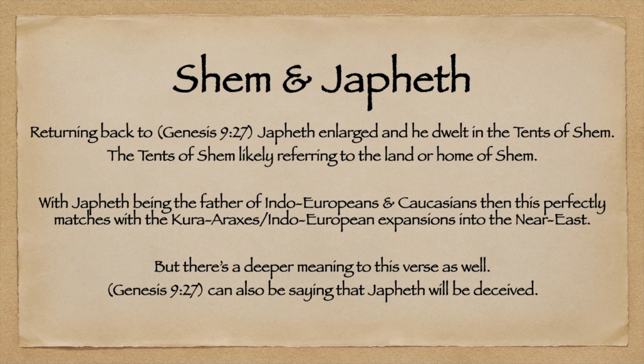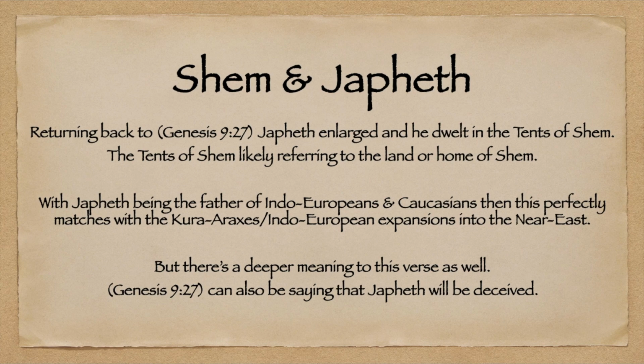So returning back to Genesis chapter 9, verse 27, "Japheth enlarged, and he dwelt in the tents of Shem." The tents of Shem likely refers to the land or the home of Shem. It's where Shem settled. With Japheth being the father of Indo-Europeans and Caucasians, this perfectly matches with the core Araxis and Indo-European expansions into the Middle East. I believe this is a perfect match. Genesis chapter 9, verse 27, referring to this migration of Indo-Europeans and core Araxis people.